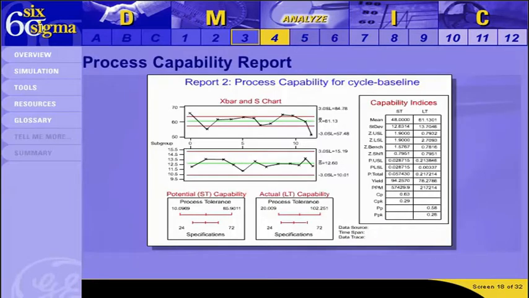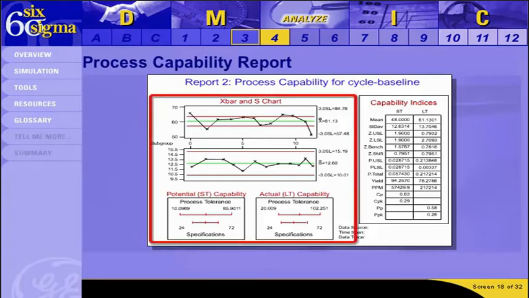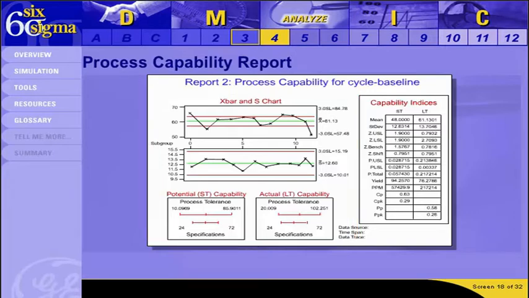This is the Process Capability Report for data entry cycle time. It contains the X-bar and S charts and other information which will be discussed in more detail in the control phase, as well as a number of factors which may be used to determine the process capability. The numerical results of this analysis are printed in a table to the right of the charts. This table contains valuable information on both long-term and short-term process capability. Click Next to see this table in detail.